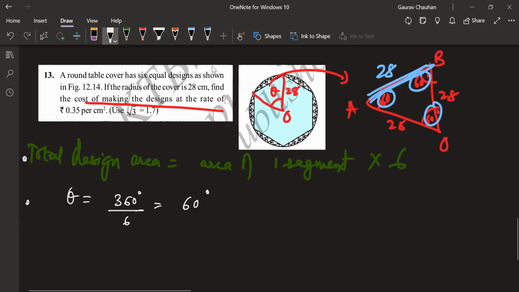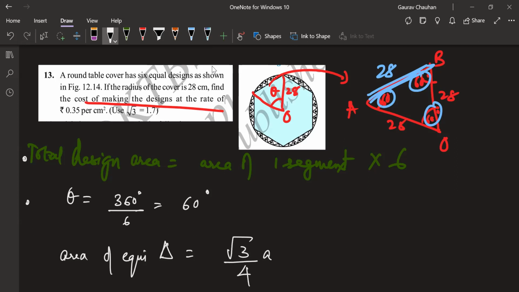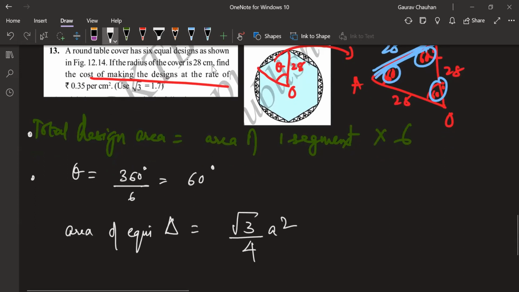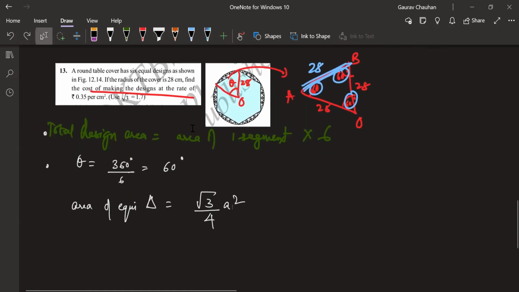Now you know area of equilateral triangle is what? Formula? Area of equilateral triangle formula? Root 3 by 4 a square. Yeah, area of an equilateral triangle formula. A is side. Please get this sorted. If you don't know this, you go by half base into height. But you should be knowing this. This is an old formula which we have used earlier.